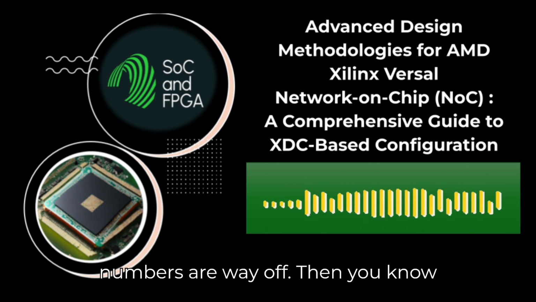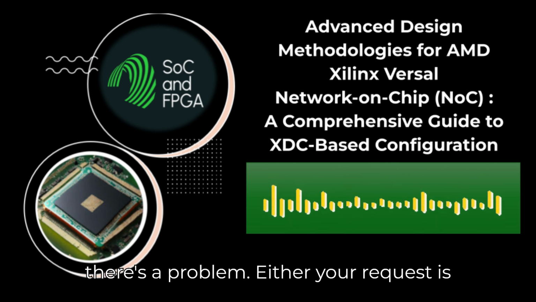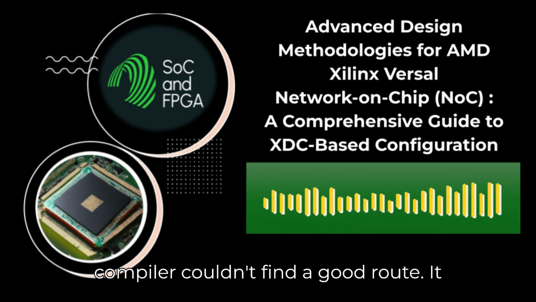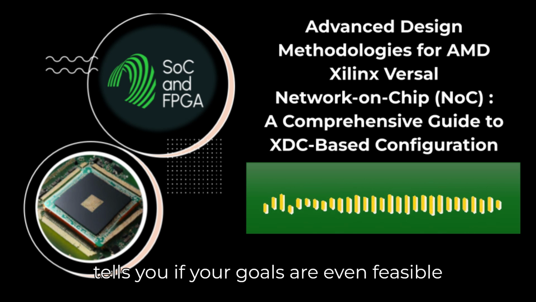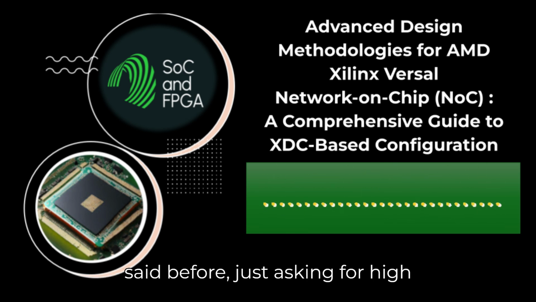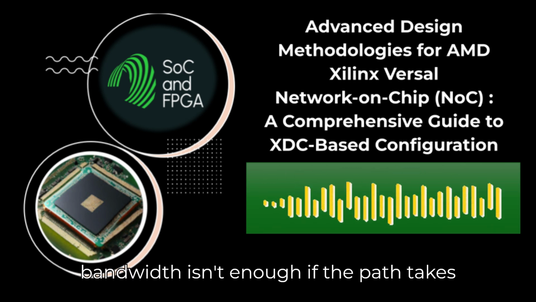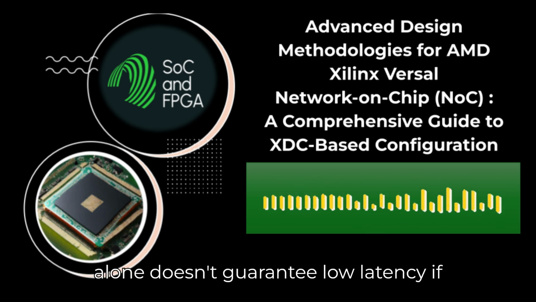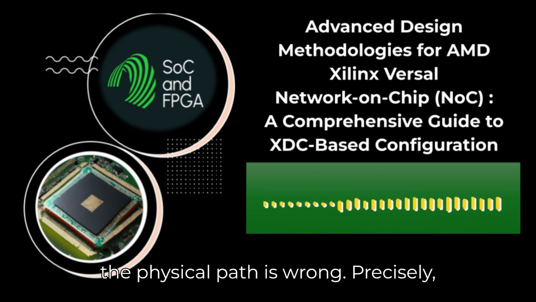So if those numbers are way off, then you know there's a problem. Either your request is unrealistic for the path chosen, or the compiler couldn't find a good route. It tells you if your goals are even feasible on the silicon as configured. But like we said before, just asking for high bandwidth isn't enough if the path takes the slow VNOC route, right? The QoS setting alone doesn't guarantee low latency if the physical path is wrong.